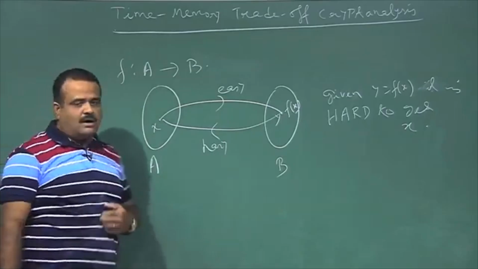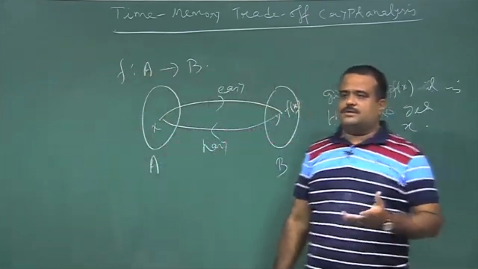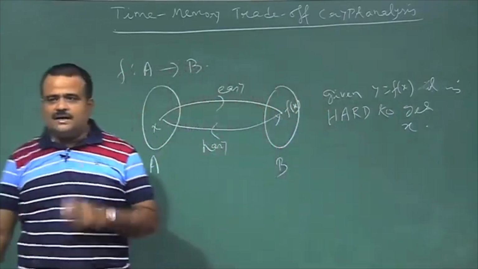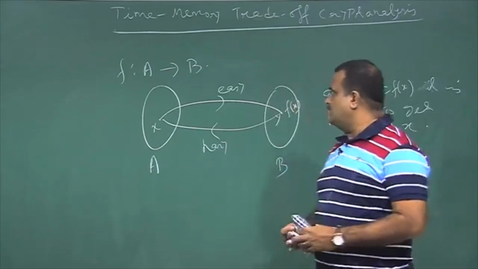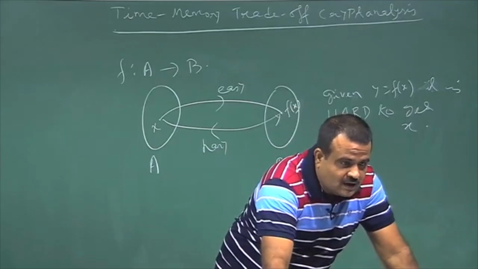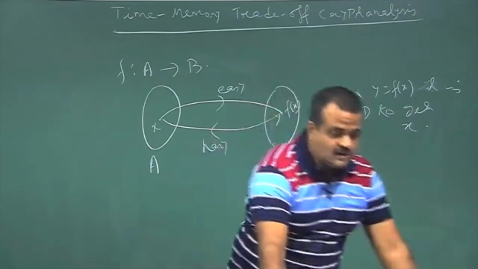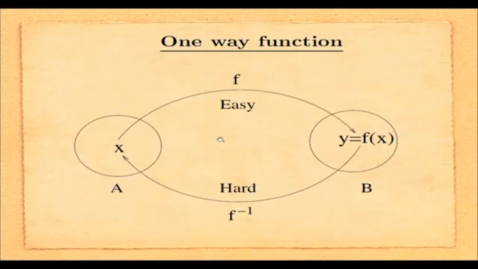So, we will see how cryptographic primitives like block cipher, stream cipher and other primitives can also be viewed as a one-way function. An attack on a block cipher is basically inverting such a one-way function. Okay. Slide please. So, this is the one-way function. Here we have an x, we can easily compute f of x, and from f of x it is hard to get x.